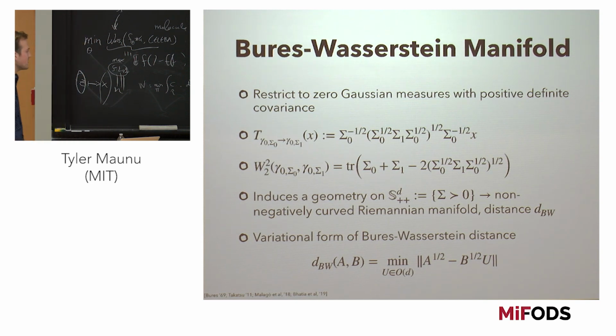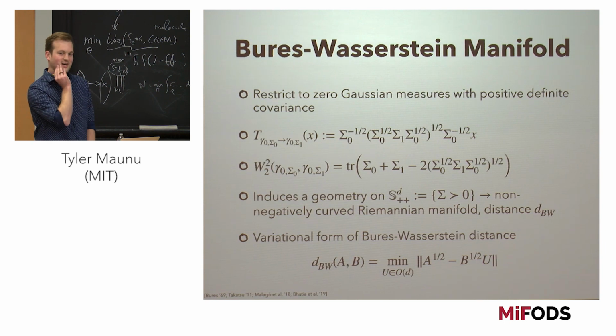And if you're interested, there's a variational form of this Bures-Wasserstein distance, which I'm denoting by d of bw now because it's operating on these matrices. And it's given by this. Basically, I take my two covariance matrices, I square root them, and then I have to find the optimal rotation that minimizes this Frobenius norm distance between the two square roots. Is there a way we should think about that geometrically?